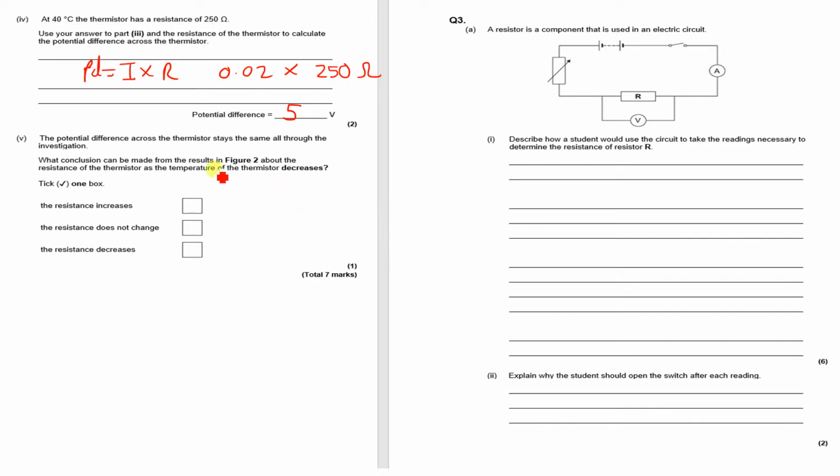Okay, the next question says, what conclusion can be made from results in figure 2 about the resistance of the thermistor as the temperature of the thermistor decreases? So remember, if temperature increases, resistance decreases. If the temperature goes down, then the resistance must increase. So the resistance increases.